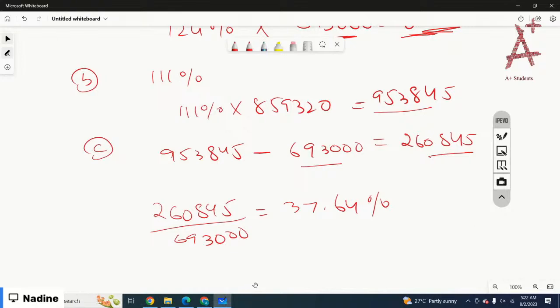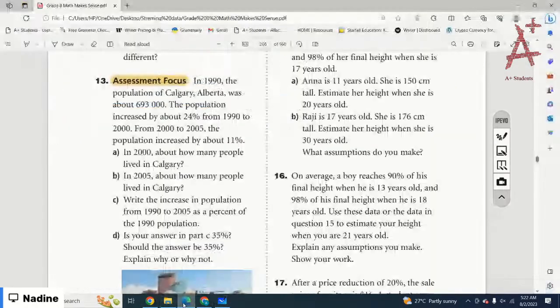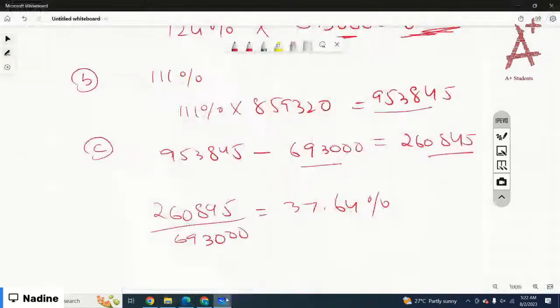Okay, the D part: is your answer in part C 35%? Should the answer be 35%? Explain why or why not. No, the answer in part C is 37.64%. Got it? Why is it 35%?